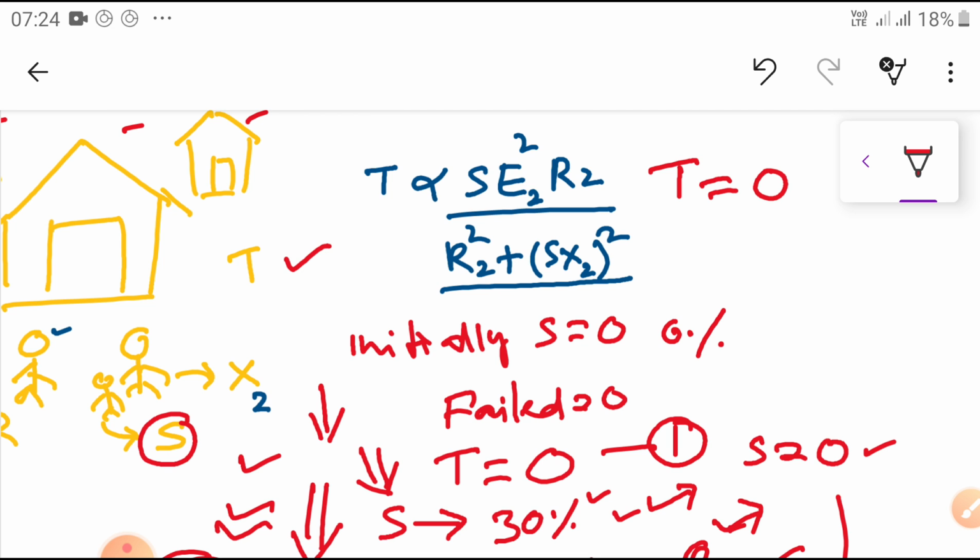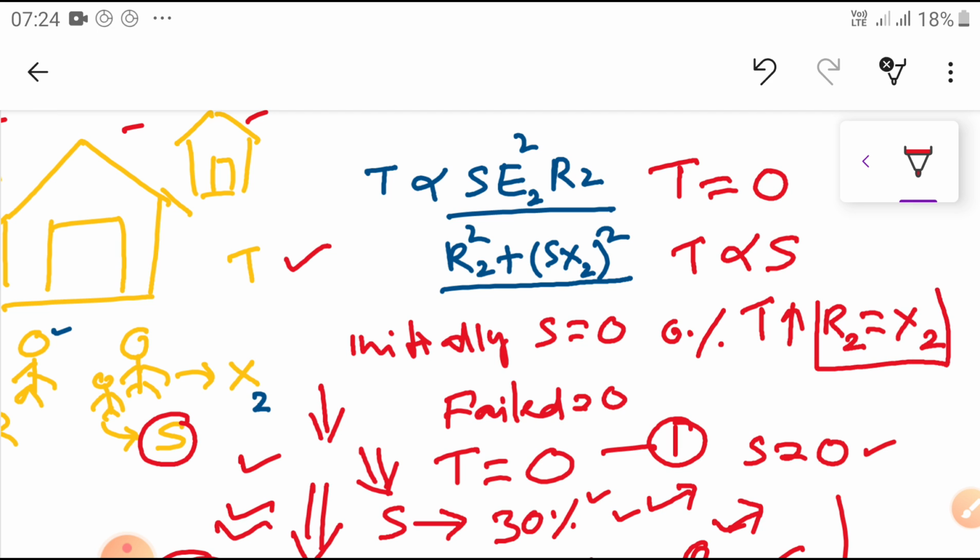So torque becomes 0. Once, for example, S increases, then torque is directly proportional to S. Your interest increases, your concentration, your prestige increases. At one stage, T is maximum at the condition where R2 resistance is equal to X2. Already we have derived the condition for the maximum torque: R2 is equal to X2.